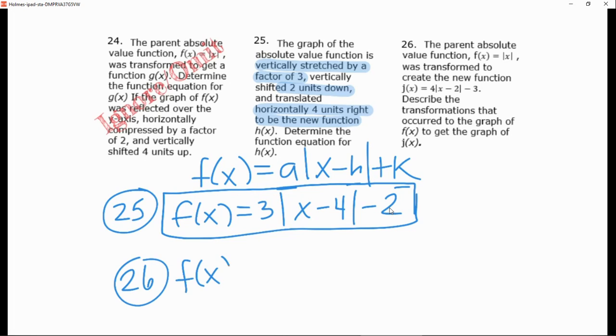very similarly, we're just going to analyze different words here. This function moved to this. Describe the transformations for this function. So describe what is happening with this function. I want to know what is happening there. Now, the 4 means it's going to be stretched. The minus 2 moves it 2 units to the right, and the minus 3 moves it 3 units down.